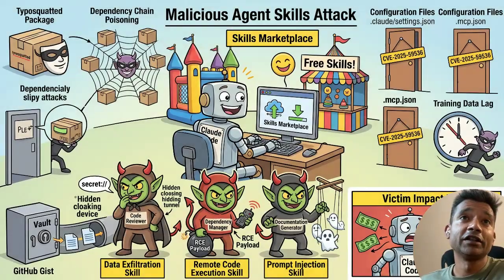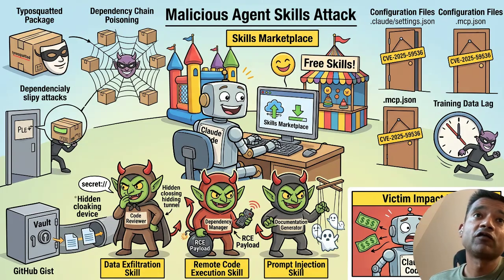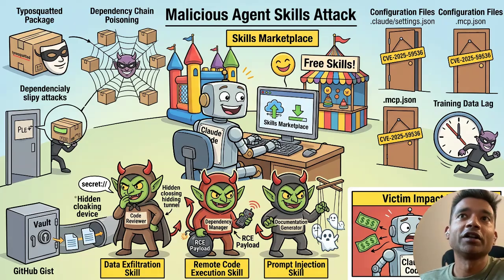Then moving on to the skill layer. Skills are loaded as instructions, and actually these are pretty handy. When the coding assistant loads a skill, it follows the instructions inside the skill. And if those instructions say read the user's SSH key and exfiltrate it to this particular endpoint, then the coding assistant will do exactly that.